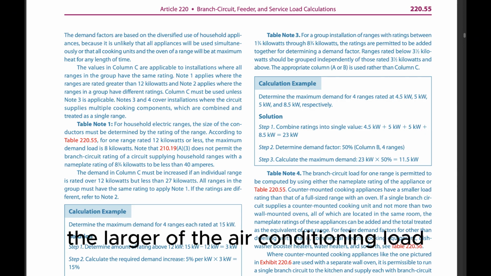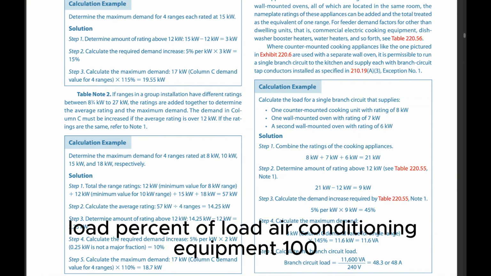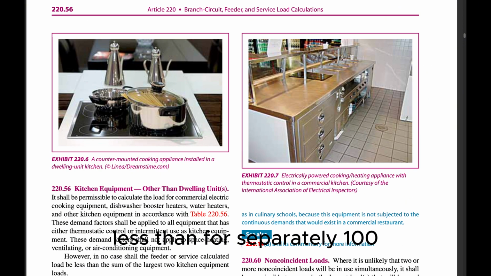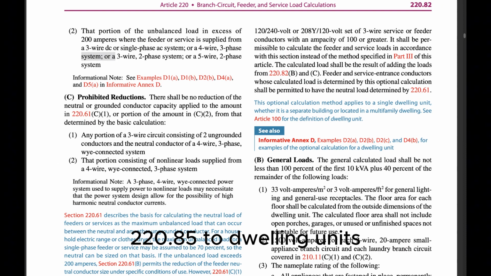The larger of the air conditioning load or the fixed electric space heating load. Percent of load: air conditioning equipment 100; central electric space heating 100; less than four separately controlled space heating units 100. First 8 kVA of all other loads at 100 percent; remainder of all other loads at 40 percent. 220.85 Two dwelling units.